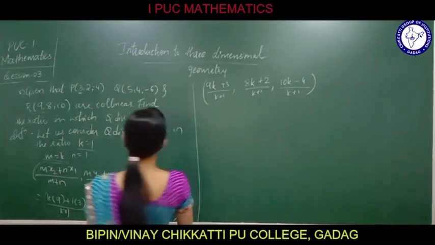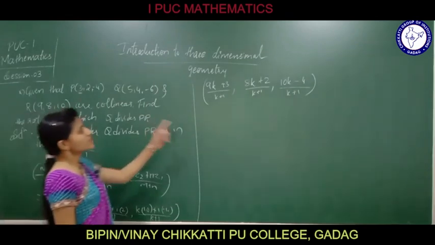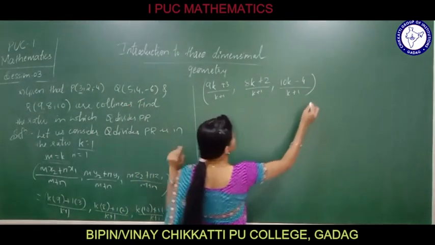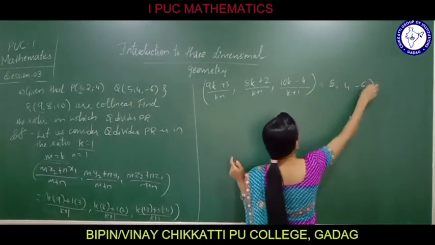What did we get? We got the coordinates as (9k + 3)/(k + 1), (8k + 2)/(k + 1) and (-10k - 4)/(k + 1). When they divide, they have given Q as (5, 4, -6). This will be equal to Q, which is (5, 4, -6).